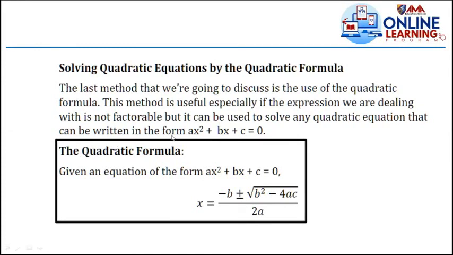That can be written in the form ax squared plus bx plus constant is equal to 0. So the quadratic formula, given an equation in the form ax squared plus bx plus constant is equal to 0. So this is your quadratic formula, this is your quadratic equation. x is equal to negative b plus or minus the square root of b squared minus 4ac all over 2a. Okay? So how are we going to do that?